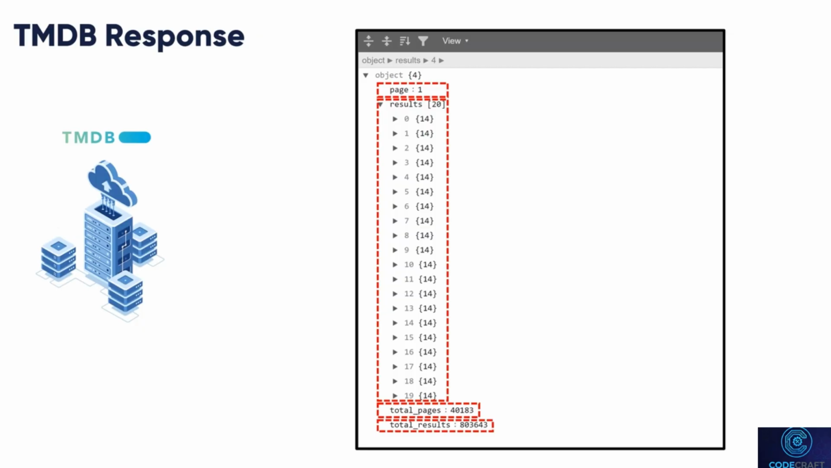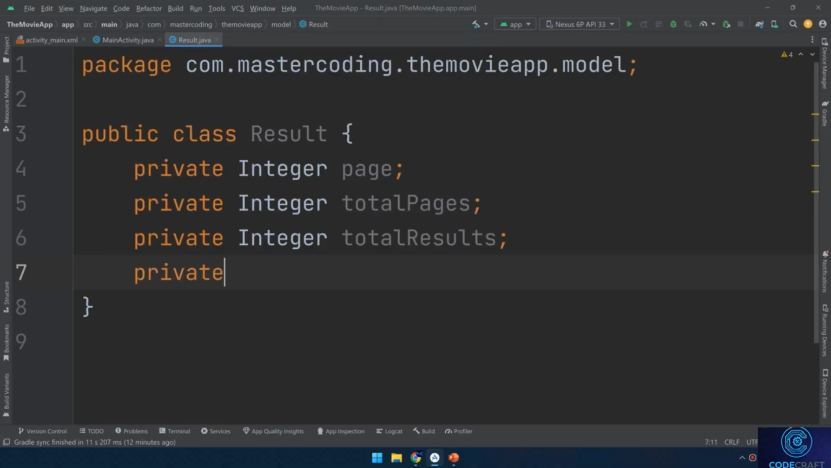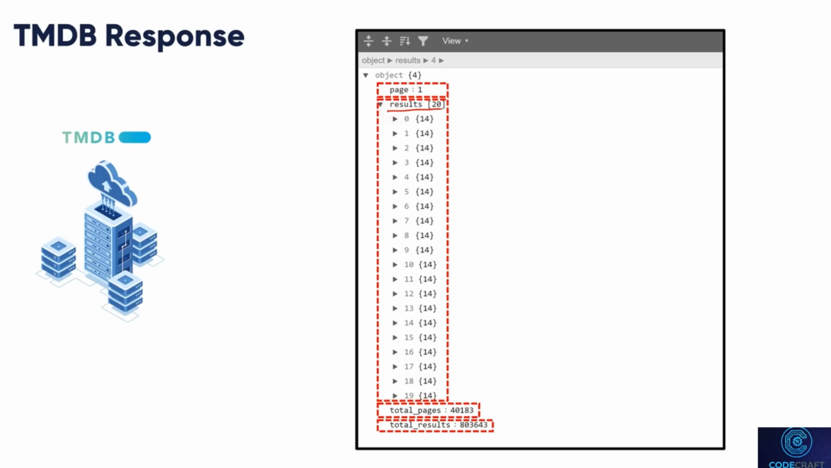And the fourth element here is the results, which is an array of objects. So for that, I'll create a private list of Movie objects, which is a data class that we're going to create in the next steps. And I'll name it results equal to null. And you can see the response is named results. Its key is results and its value is 20 objects.